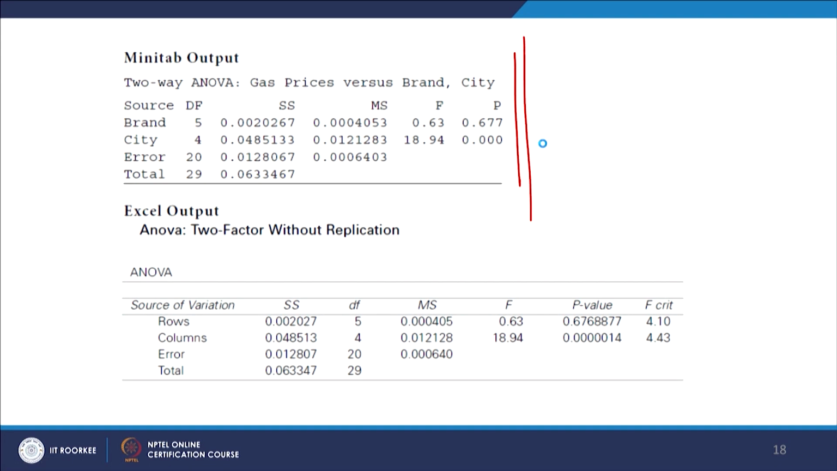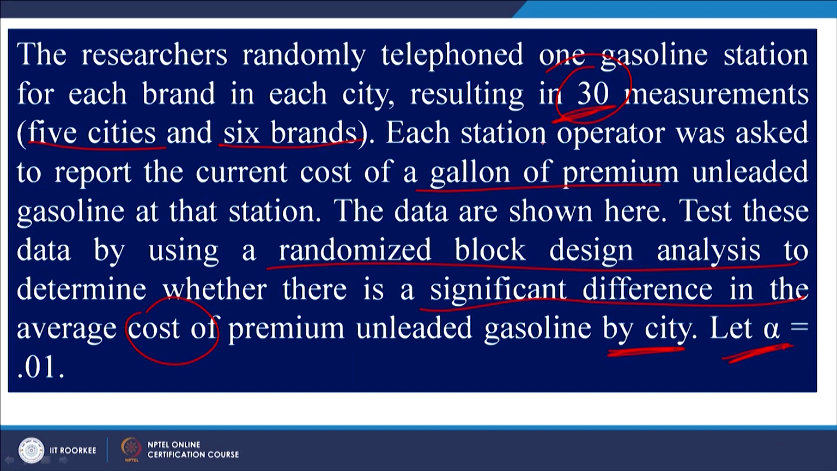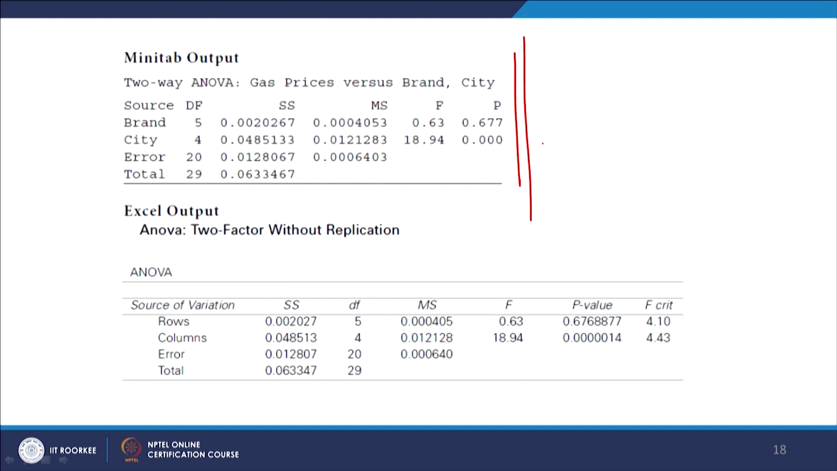So, let us look at what the significance level was. It was 0.01, right. Alpha is 0.01. So, the p value is this. So, we will reject the null hypothesis here. It means city wise there is a significant difference in price, but brand wise there is no significant difference, because you will not reject the null hypothesis here, and here you will reject the null hypothesis.